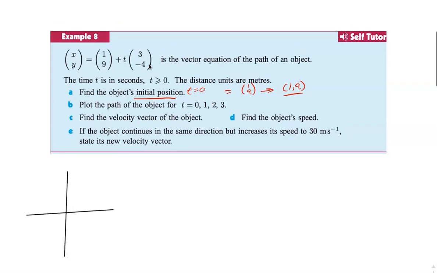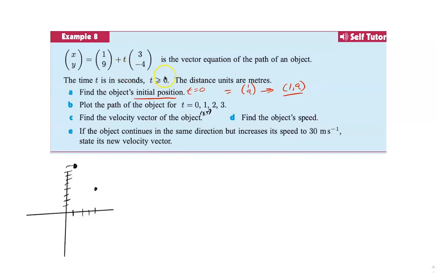If I plug in 0, I get 1, 9. So 1, 9, 1, 2, 3, 4, 5, 6, 7, 8, 9. If I plug in 1, I'm just going to do this off air. So let's plug in 1. You get 3 plus 1 is 4, and then 5. So 4, 5 for this guy. So 2, 3, 4, 4 and 5-ish.